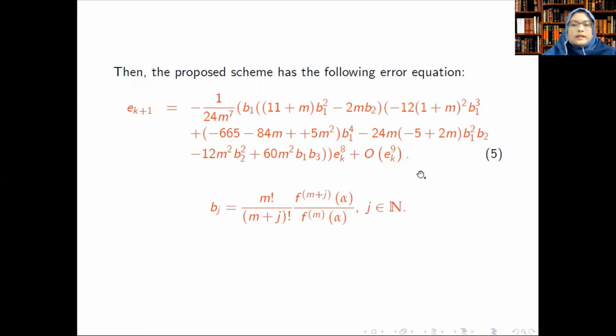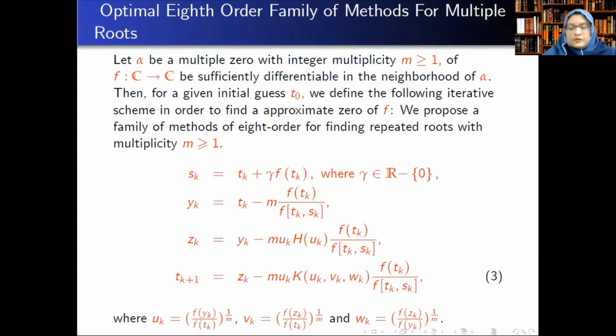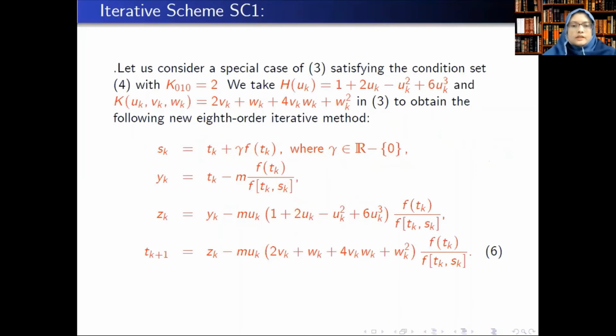Now, from the error equation, it is obvious that this method is of 8th order convergence, and as you can see, it involves only 4 function evaluations. So it is optimal in the sense of the Kung and Traub conjecture.